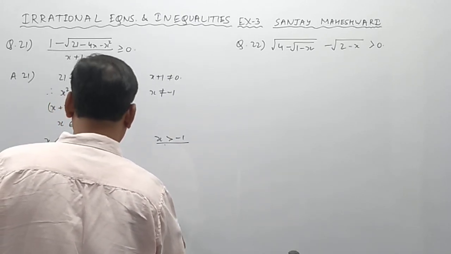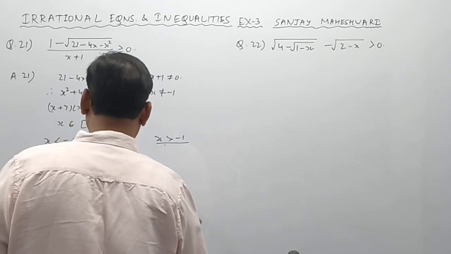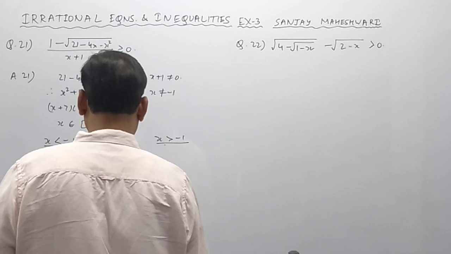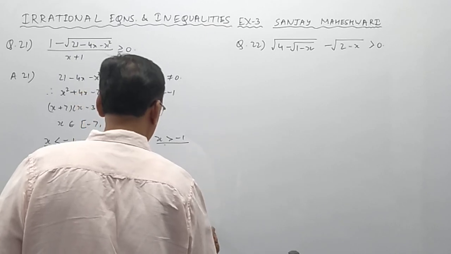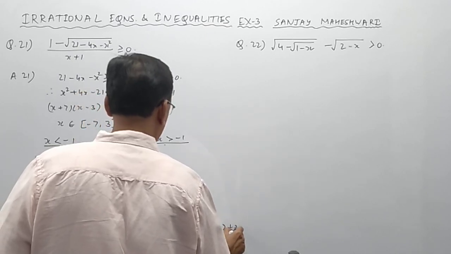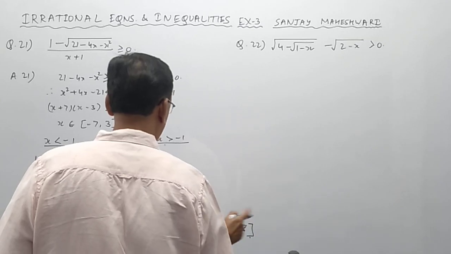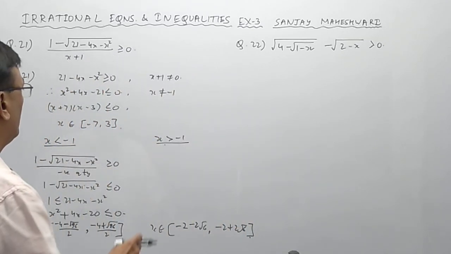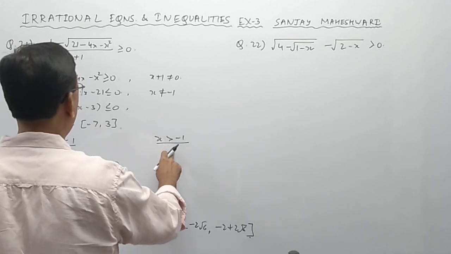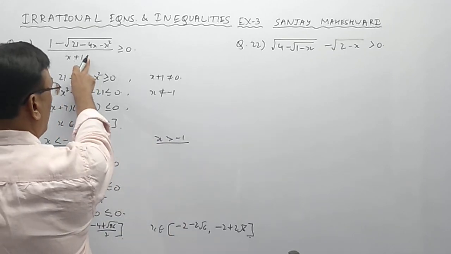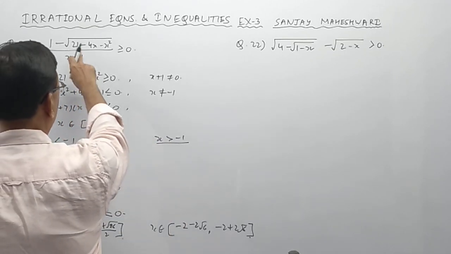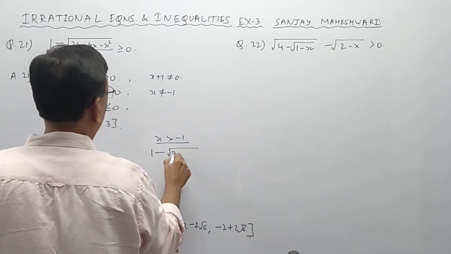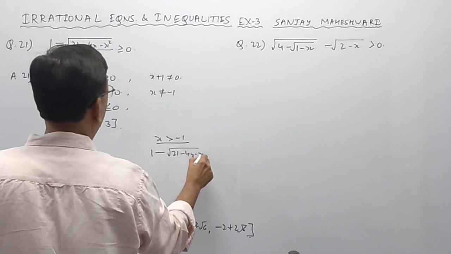x belongs to minus 2 minus 2 root 6 comma minus 2 plus 2 root 6. Now we will move on to this part. x greater than minus 1. So the denominator is positive. If it is positive, then the inequality sign will be the same.